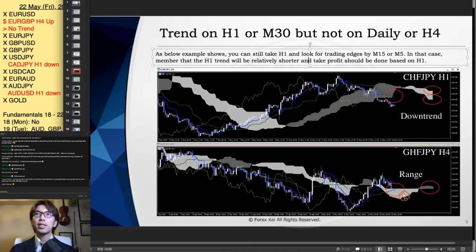CHF-JPY 4 hour chart and 1 hour chart. And in this chart example below, in the 4 hour chart, the Kumo was flat, and the Kijun sen was sloping up, but Kumo itself was flat. So there was no trend in the market. But you saw the 1 hour chart was moving down. Senko span B was moving horizontal, but Senko span A was slightly moving down, and Kijun sen was also moving downwards. So sometimes we see the 1 hour chart or 30-minute chart in a downtrend, while the upper time frames like the daily chart or 4 hour chart are flat.